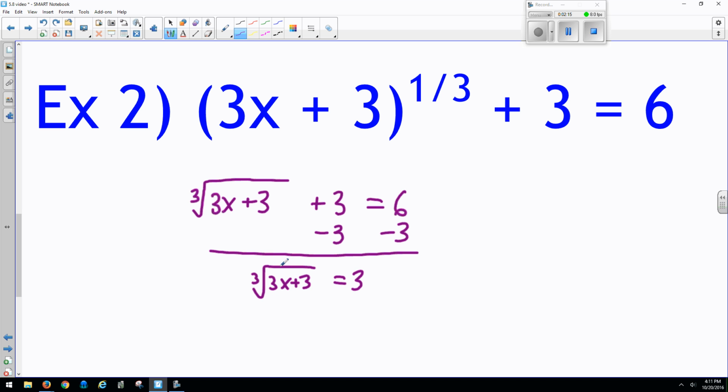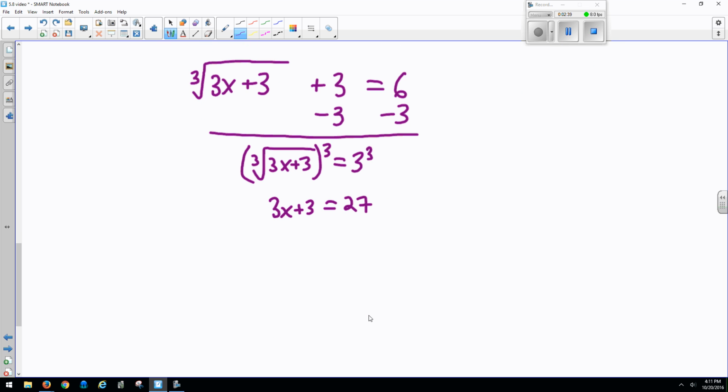And then I want to get rid of this radical. So I'm just going to raise it to the power of whatever the index is. The index is 3, so I'm going to raise this to the third power. But whatever you do to one side of the equation, you have to do to the other side. So I end up with 3x plus 3 is equal to 27. If you didn't know what 3 to the third power was, you can certainly type that in your calculator. So I'm going to subtract 3 from both sides, and divide by 3. So x is equal to 8.